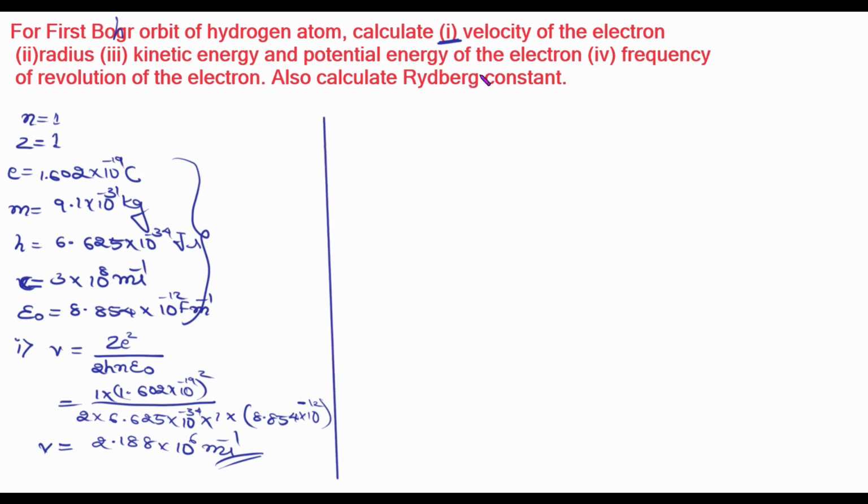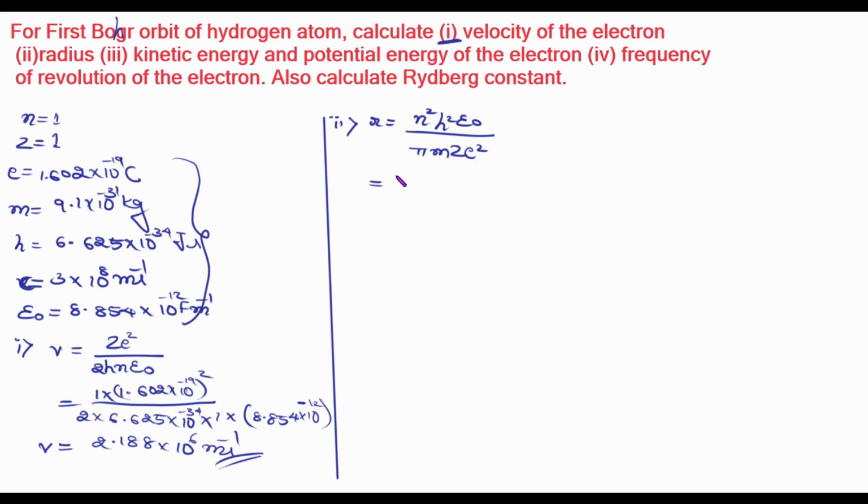Okay, next one, that is the second question. You have to calculate the radius of the Bohr orbit, the first Bohr orbit. So again, the orbital radius expression we have found out, which is given by n square h square epsilon naught divided by pi m Z e square.